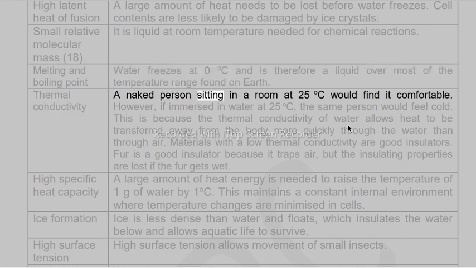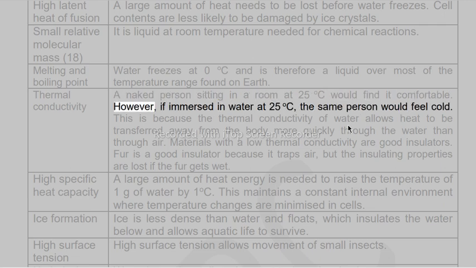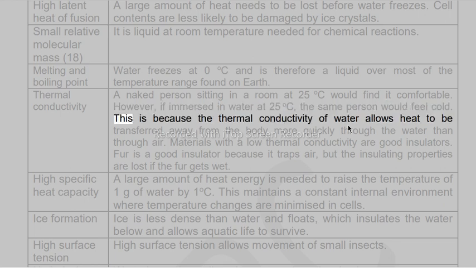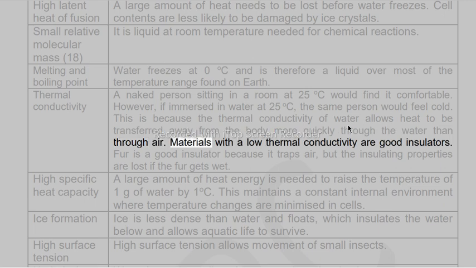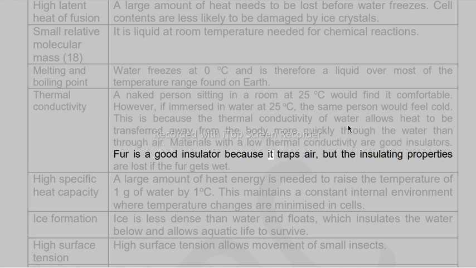A naked person sitting in a room at 25°C would find it comfortable. However, if immersed in water at 25°C, the same person would feel cold. This is because the thermal conductivity of water allows heat to be transferred away from the body more quickly through the water than through air. Materials with a low thermal conductivity are good insulators. Fur is a good insulator because it traps air, but the insulating properties are lost if the fur gets wet.